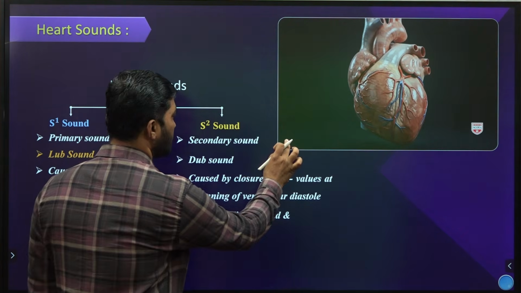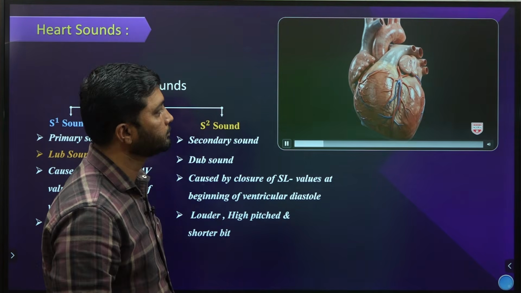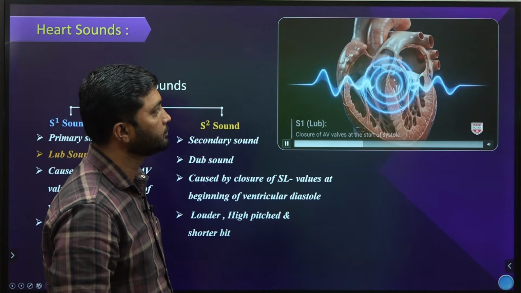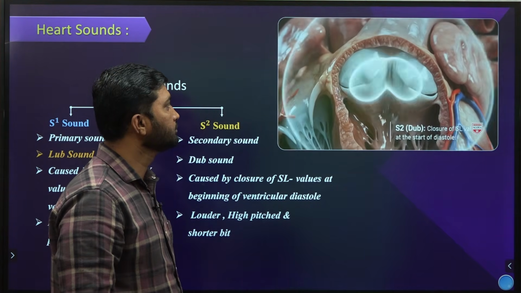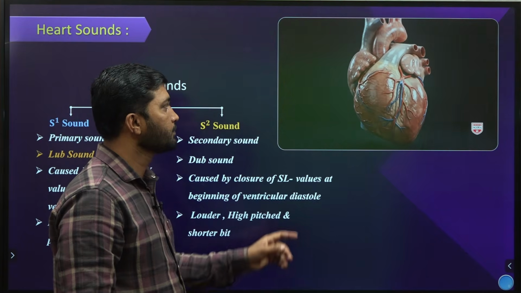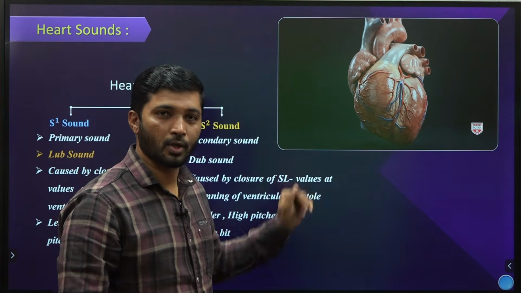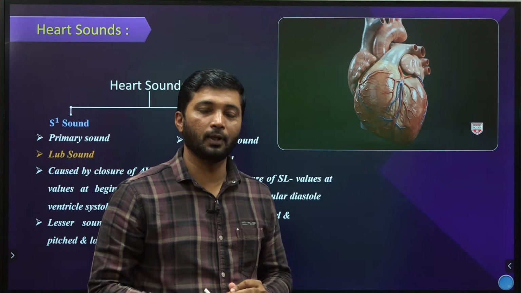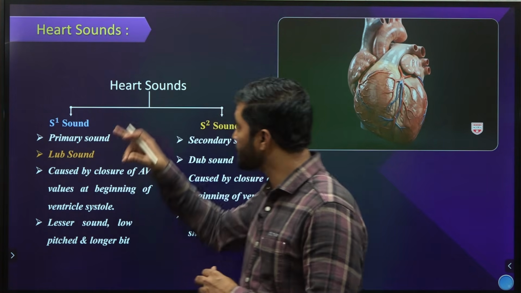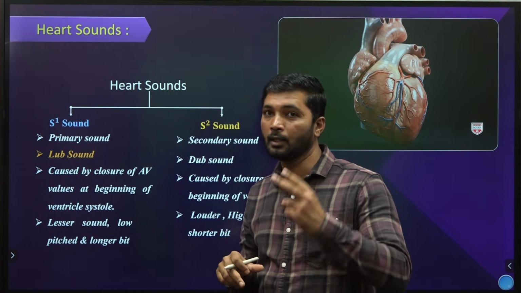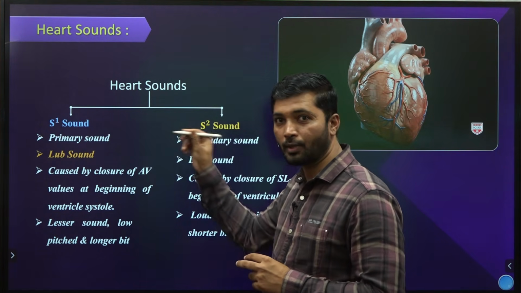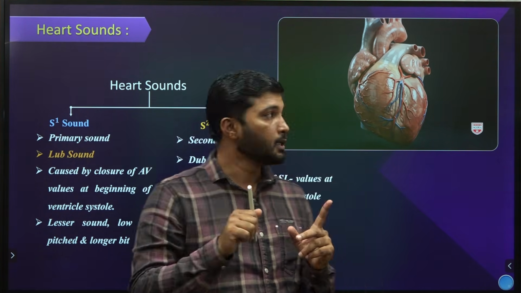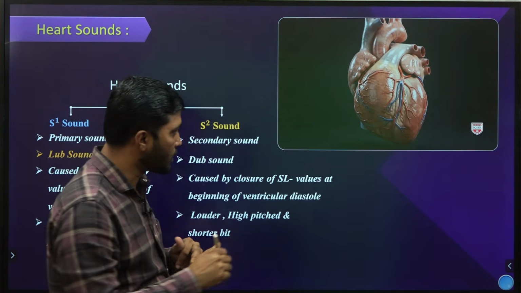Once again, this is our heart sounds: lub, dub, lub, dub. In a single cardiac cycle, the heart produces two different sounds, the S1 sound and the S2 sound. So, this is heart sounds.